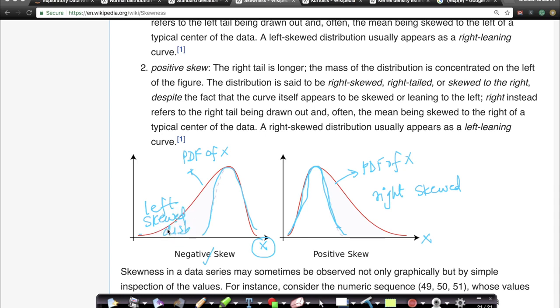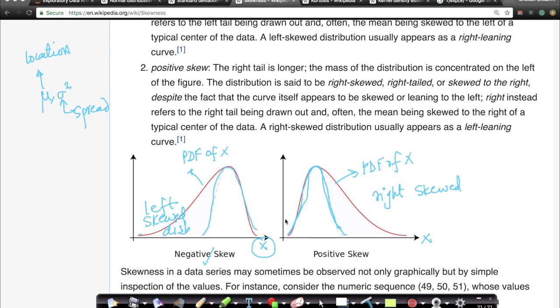Again, everything we are learning is about how to define the shape of a PDF. Mean tells you about something called location, or where the central value in the distribution lies. Variance tells you about spread. Skewness tells you how far away or how dissimilar a distribution is from a symmetric distribution.